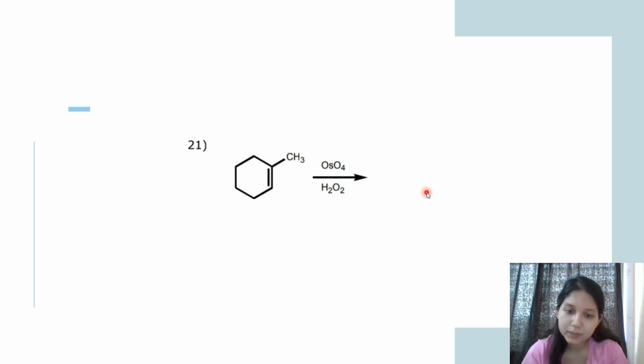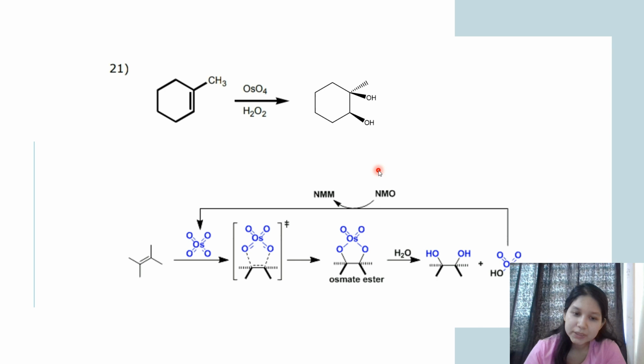Then moving to the next question, here you have to treat this methyl substituted cyclohexene with osmium tetroxide in the presence of hydrogen peroxide. So what will happen if you treat this alkene with osmium tetroxide, which is a very costly reagent? Osmium tetroxide is highly costly, and let us understand the mechanism.